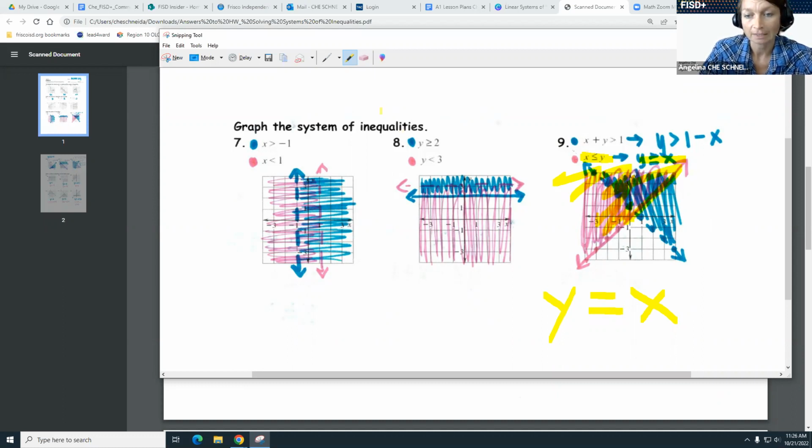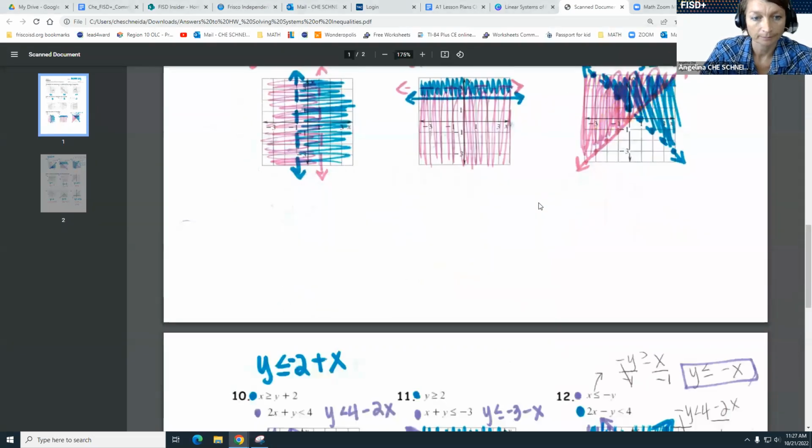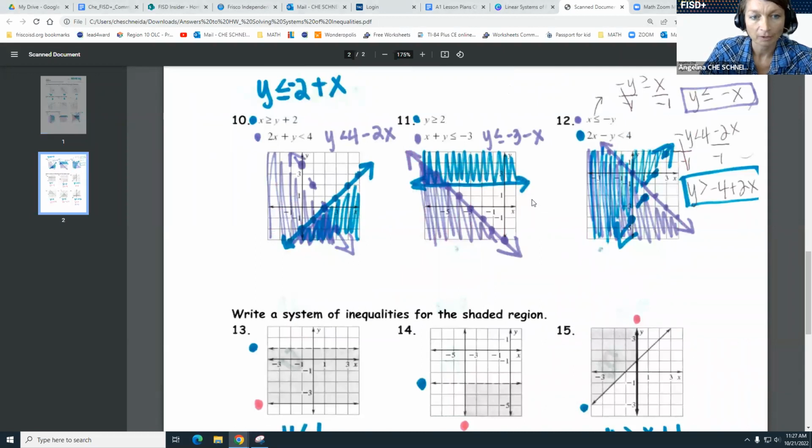Now, you don't want to forget that you have two inequalities and you want to shade only the feasible region. Just make sure you understand the overlap. Like for number 7, the feasible region would be between the lines. And the same is true for number 8. That's what they both have in common. That's what you're looking for. So your solution sets will actually be exactly in those overlaps. All right, good job. Let's do number 10, 11, 12.